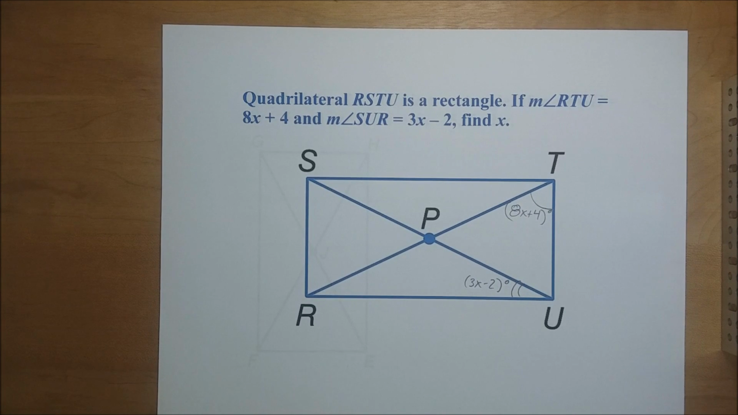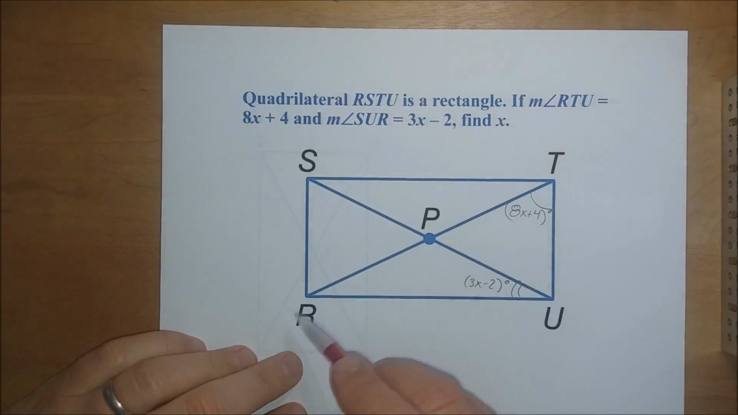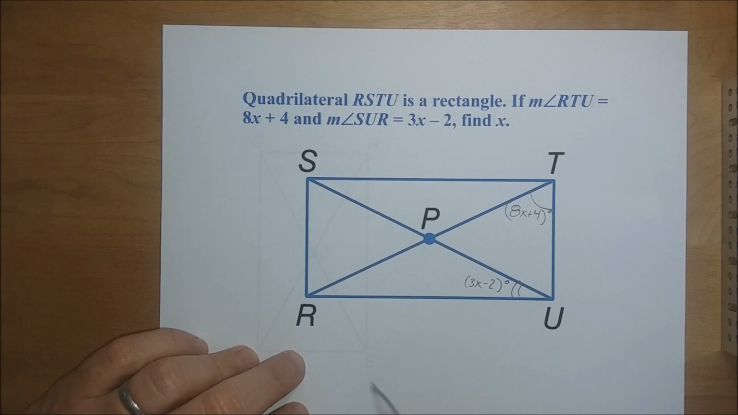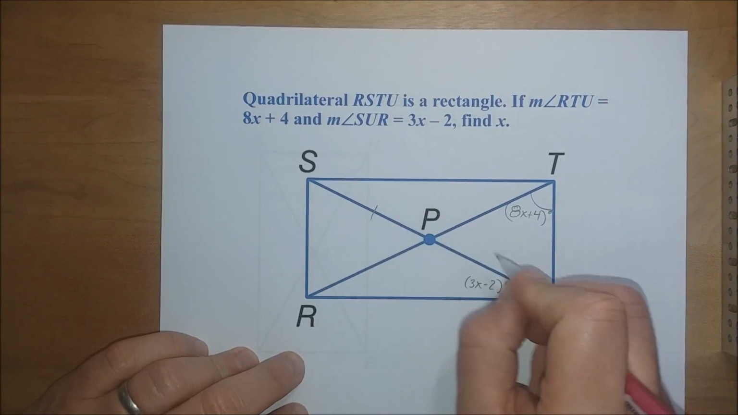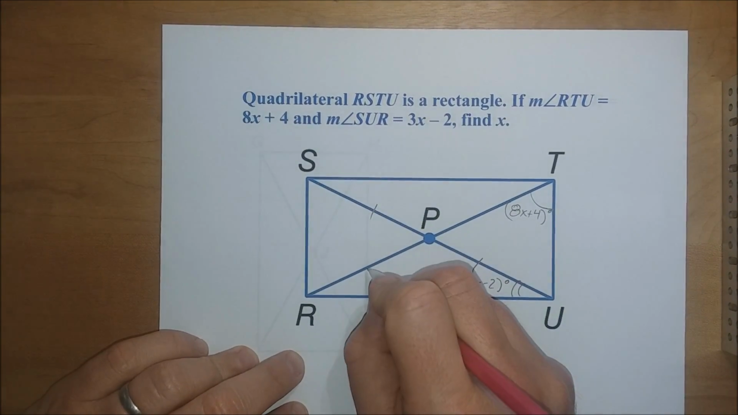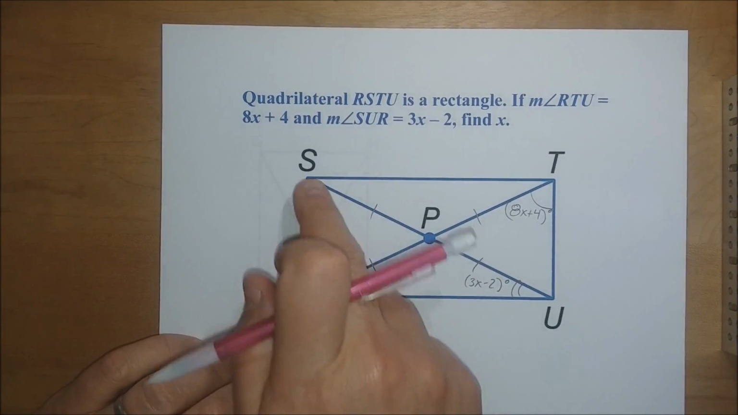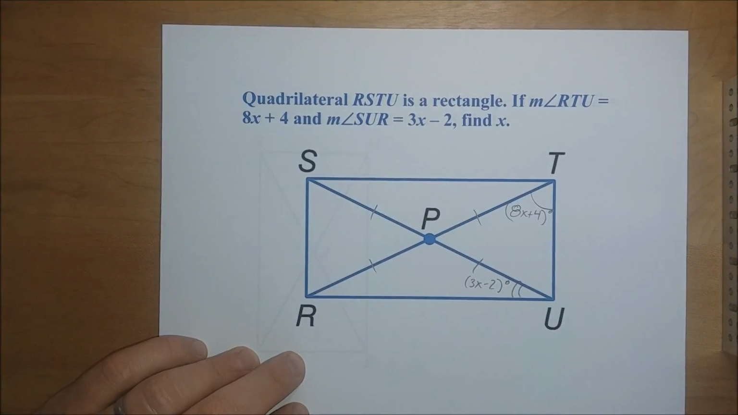Okay. Well, what do we know about rectangles that would help us figure this out? We know the diagonals are going to be congruent. We know a rectangle is a type of a parallelogram, so the diagonals bisect each other. And since they're congruent, these two segments will also have the same measure. All four of these segments will have the same measure.